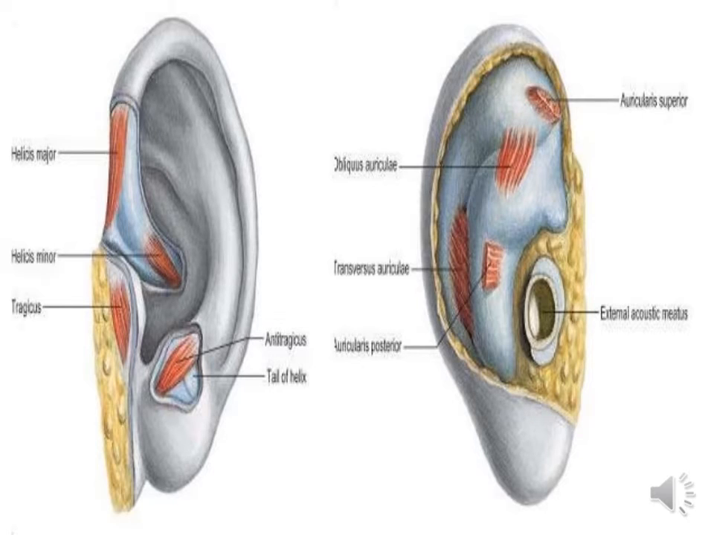This figure shows the muscles of the ear, the internal muscles and the external muscles, from outside to inside. These are the internal muscles: the helicis major, the helicis minor, tragicus, the antitragicus, the oblique muscle, transverse muscle, and the auricular superior and auricular posterior. This is the internal and external muscle.